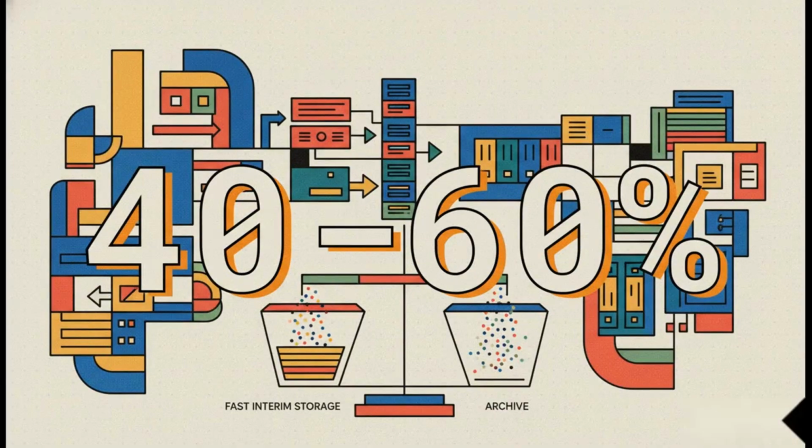Now for the other side of that coin, LOWOFFLOAD. Here, the sweet spot is somewhere between 40 and 60%. This is all about finding the right balance. You want to keep enough of the most recent log data handy in that fast storage, just in case you need it for a quick transaction backout. But you also want to clear out enough space so the offload process isn't kicking off every 5 seconds. 40 to 60% is that happy medium.